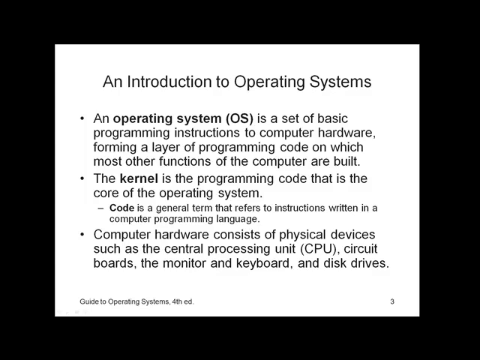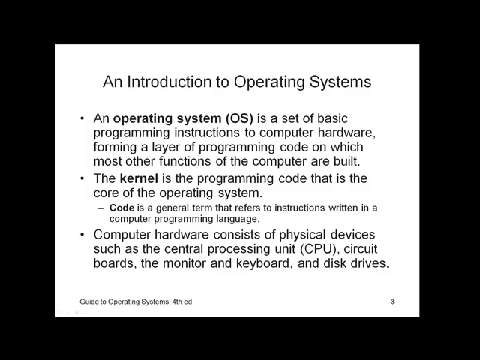Before we can talk about operating systems, you need to have a definition of an operating system. For this course, we'll define an operating system as a set of basic programming instructions to computer hardware, forming a layer of programming code on which most other functions of the computer are built. Think about a computer as being a layered device, with hardware and hardware instructions or firmware encoded instructions at the hardware layer, the operating system sandwiched in between, which serves as a liaison with the hardware, to the third layer, which we call applications. But we'll talk more about that later.